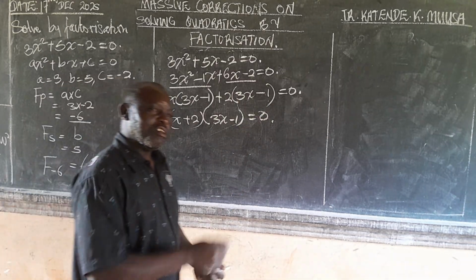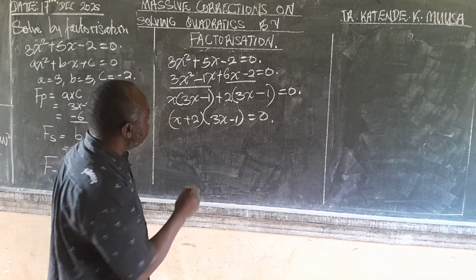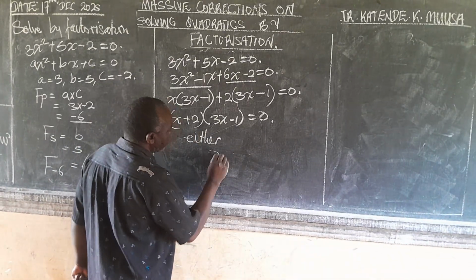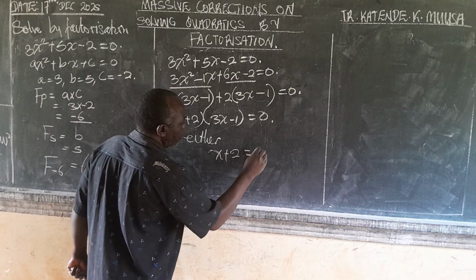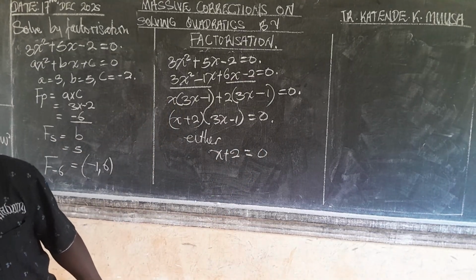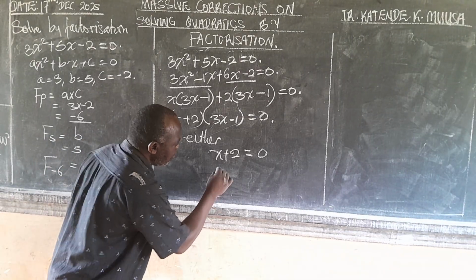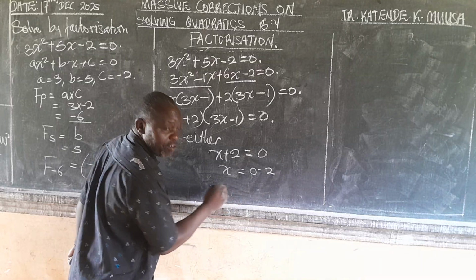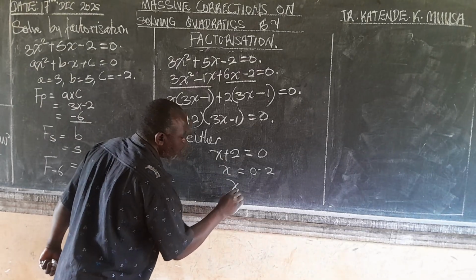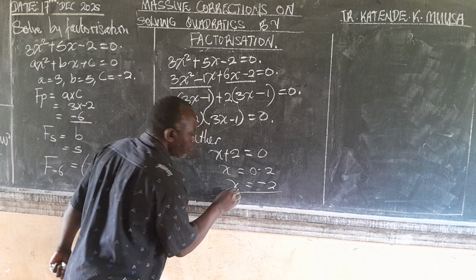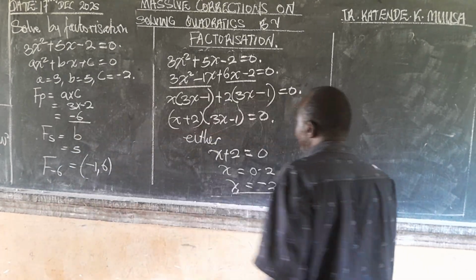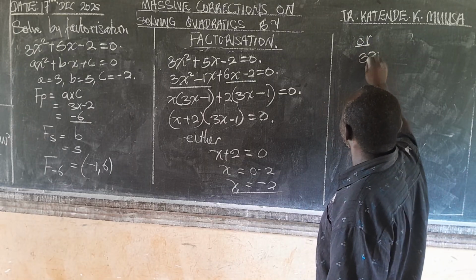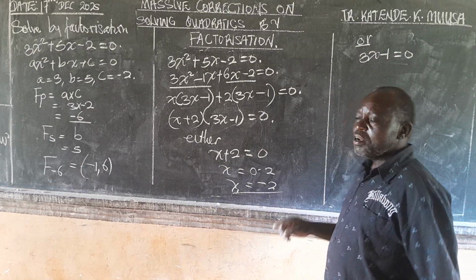Now the product of two numbers is 0 if one of them is 0. Therefore, you are going to say either x plus 2 equals 0. This means that x equals 0 minus 2, which gives us the first value of x. That's why you say x1 equals negative 2. And after that, what about if we use this bracket? That is 3x minus 1 equals 0.